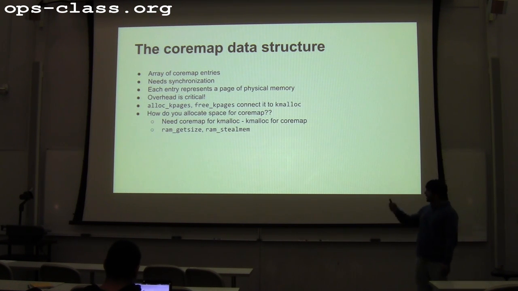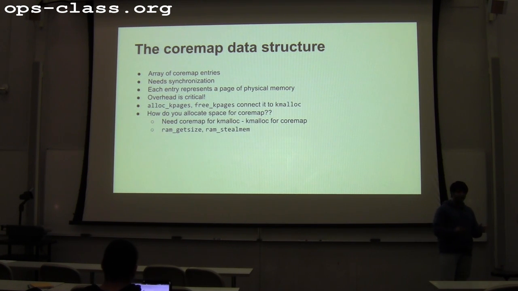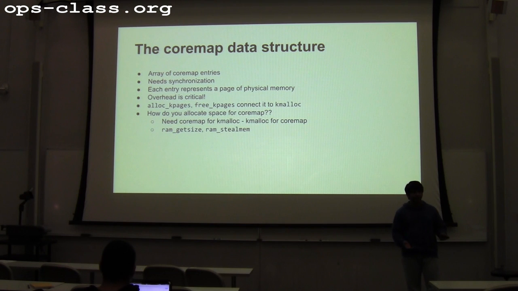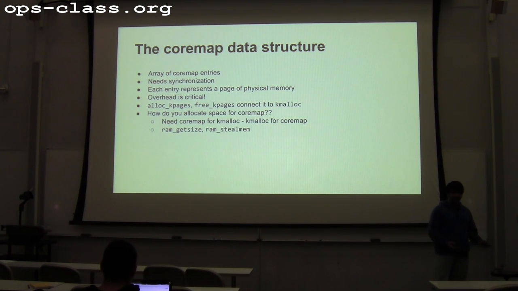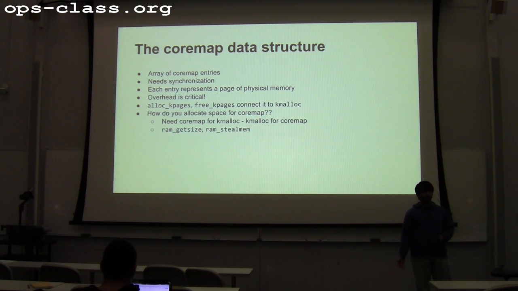Every process accesses the core map, and each entry in the core map is supposed to represent a page of physical memory. Now, this is an important note because as you get into assignment 3, we're going to be talking a lot about physical memory and virtual memory, right? So the core map represents a page of physical memory. And because there is an entry for every page, overhead becomes critical. Your entry size cannot be large, because if your core map entry becomes large in size, then adding extra memory is not going to help you at all.